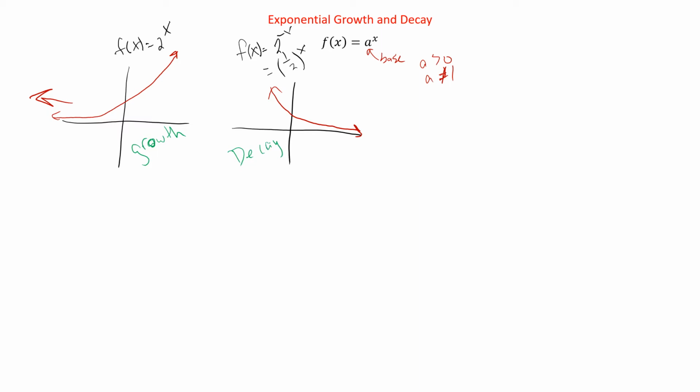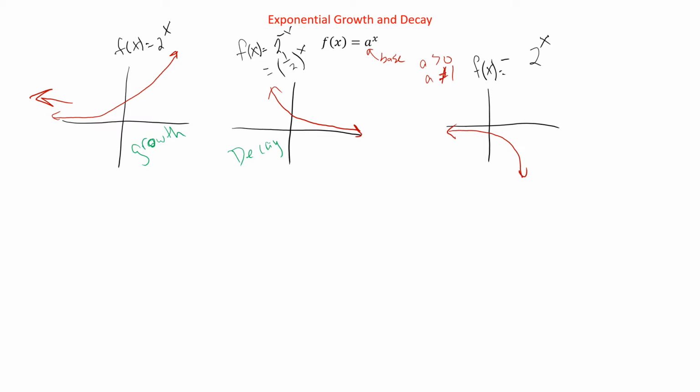We can also flip them upside down. If we made it negative 2 to the x, not negative 2 to the x, but negative 2 to the x, it would flip it upside down. So that would look like that. The asymptote's still where it was. It just goes down instead of up. Same thing if we had negative 2 to the negative x, it would go down.